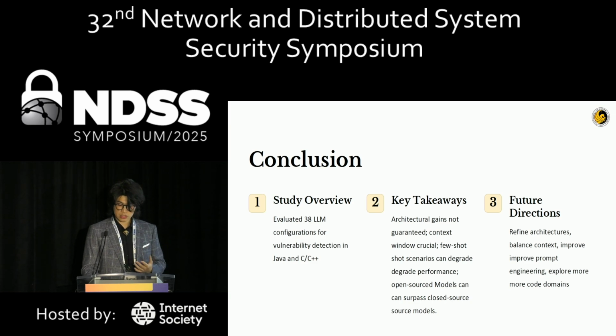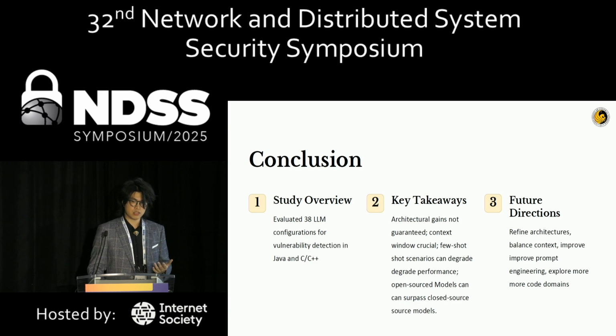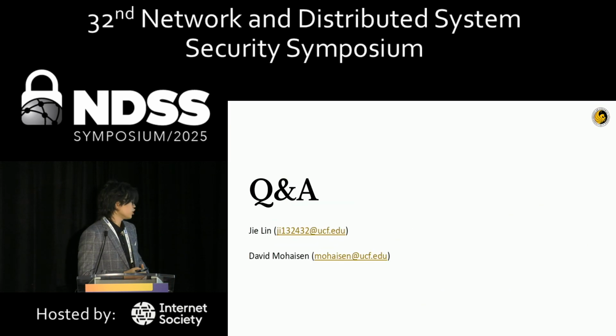Crucially, open source models like Llama or Llama 2 can outperform GPT-4, suggesting a practical and cost-effective solution despite these limitations. Moving forward, refining model architectures, balancing context usage, and improving prompt strategy should be our focus, alongside expanding to broader code domains. And thank you.